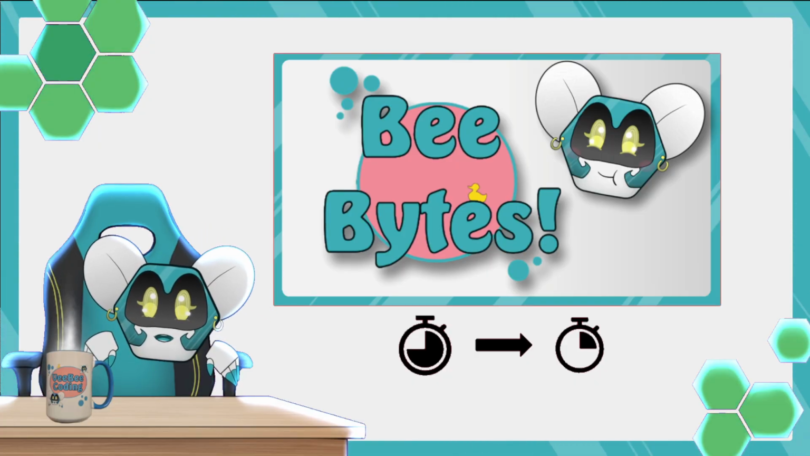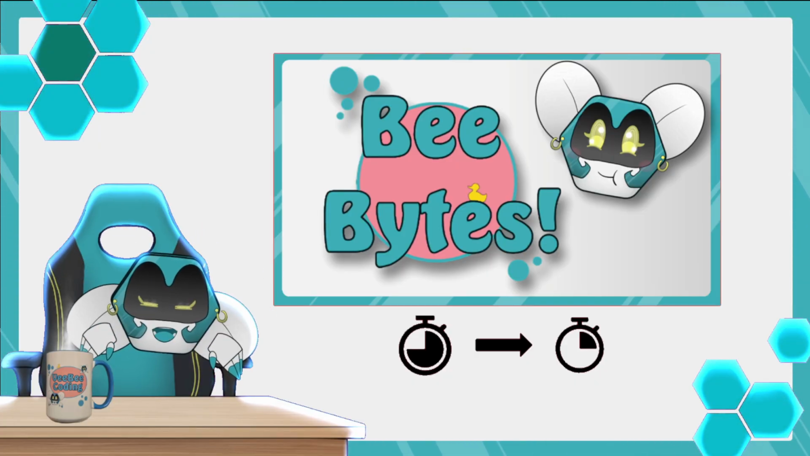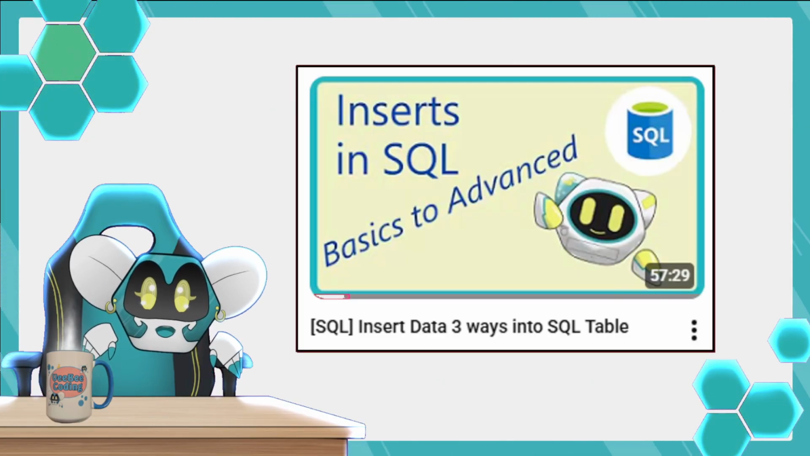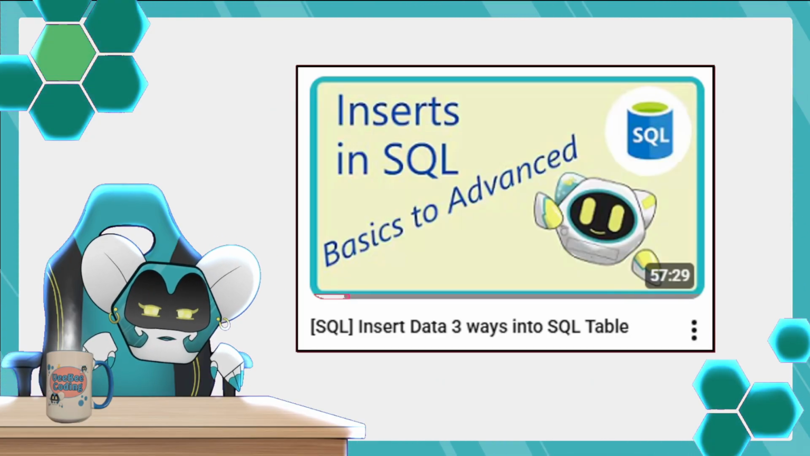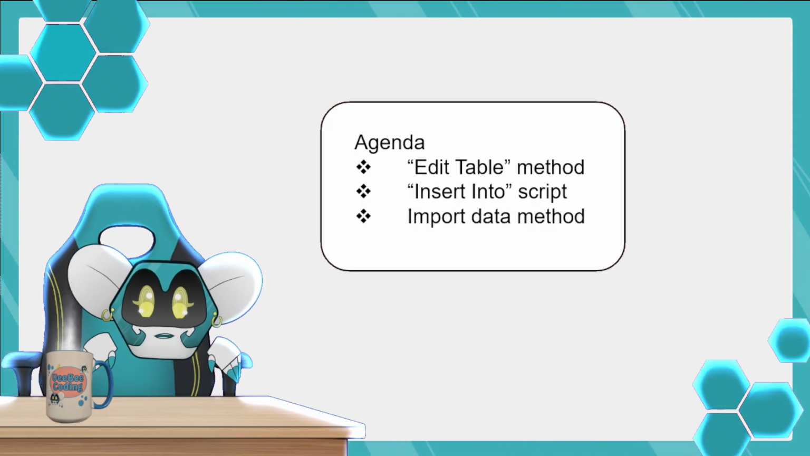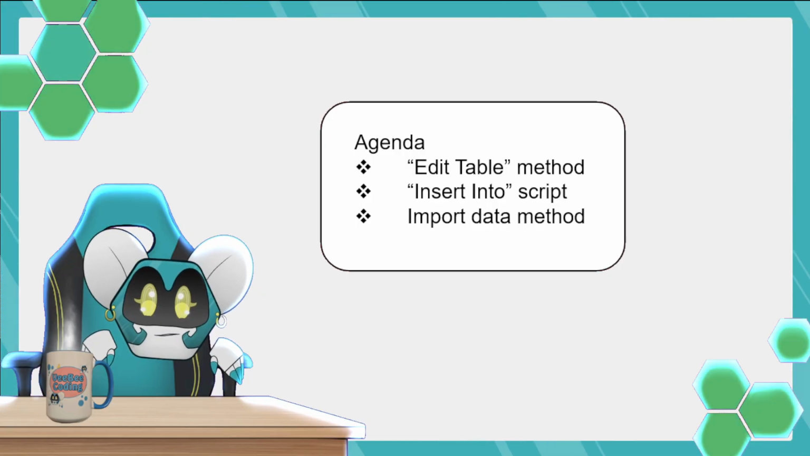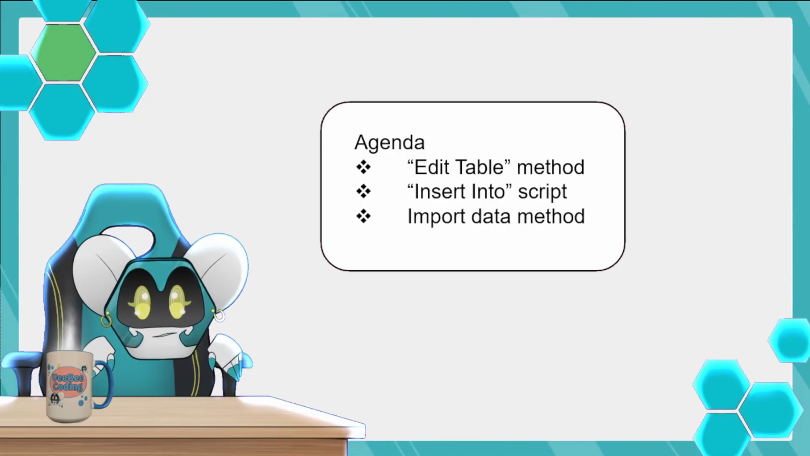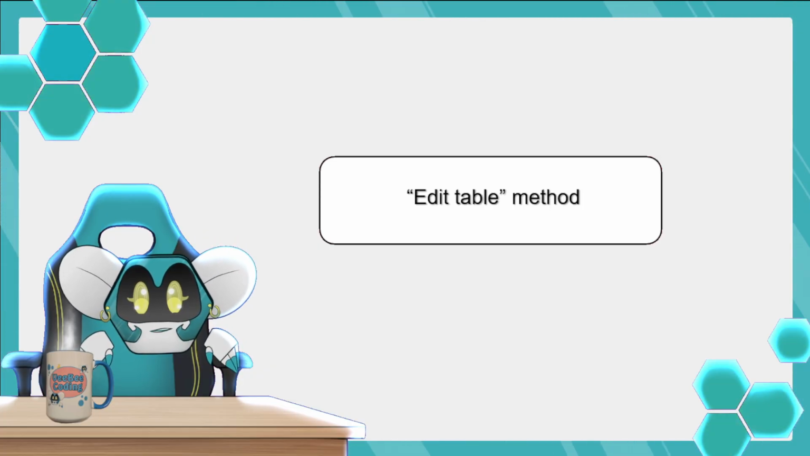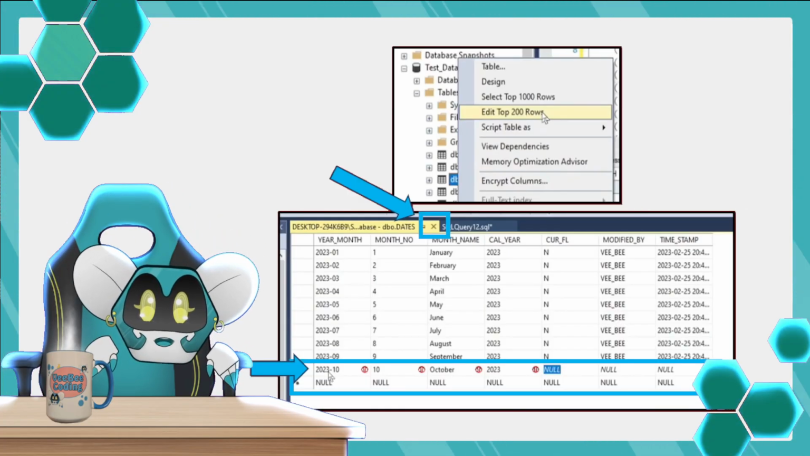And this is Bee Bytes, where I take one of my previous tutorials and I make it short. Today's Bee Bytes video is on 3 different ways that we can insert data into your tables. The 3 methods we'll be going over are the edit table method, the insert into script, and import data method using Excel. First up, the edit table method.